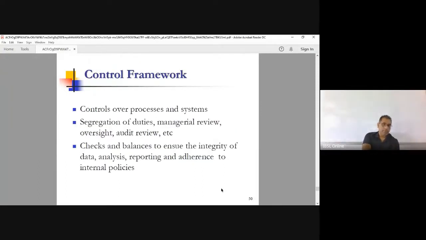So the other one is the control framework. The control framework is also easy. It comes from the operational side of things as well. It tells you, okay, these are the operational guidelines you have. This is the organizational structure. This is all the regulatory requirements. The control framework tells you how you segregate duties.